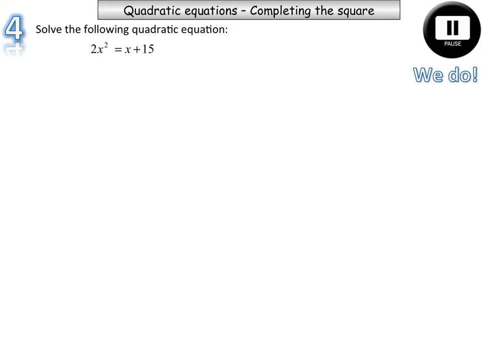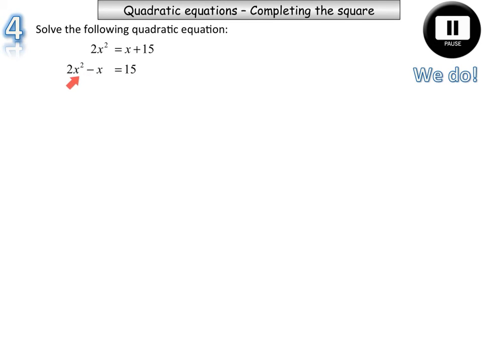Okay, and the last one, we've got a quadratic equation where it doesn't equal to 0. So let's just move a few things around. We would normally get our constant term to the right hand side, but now if I just leave the 15 on the right hand side, that is already on the right hand side.